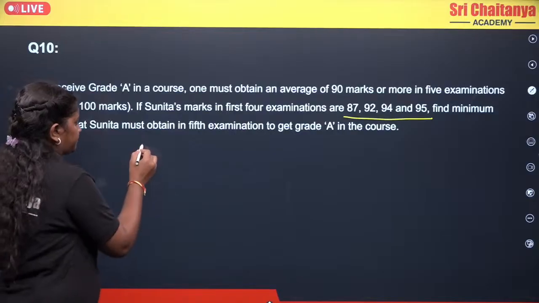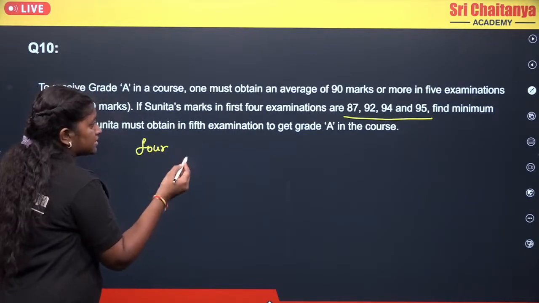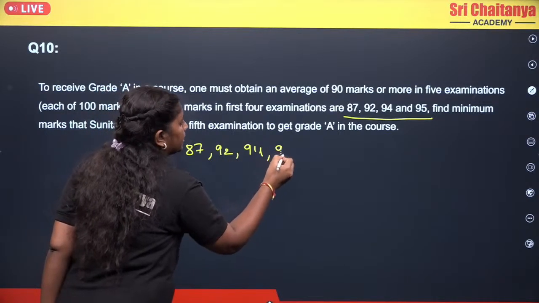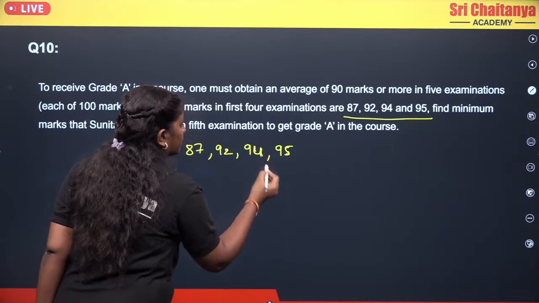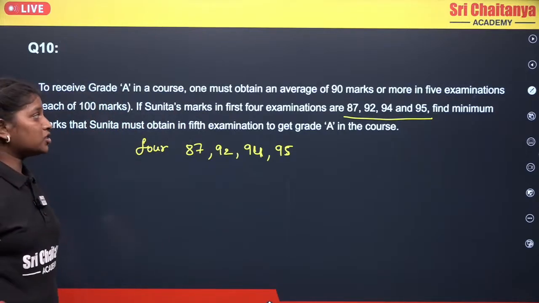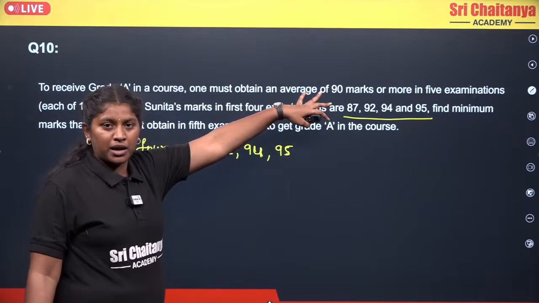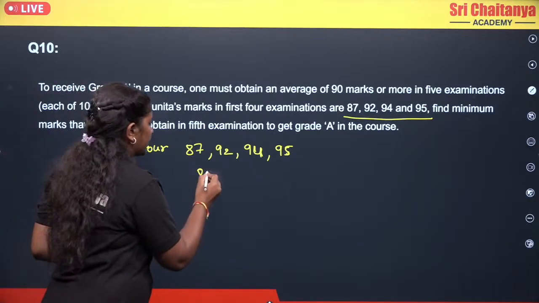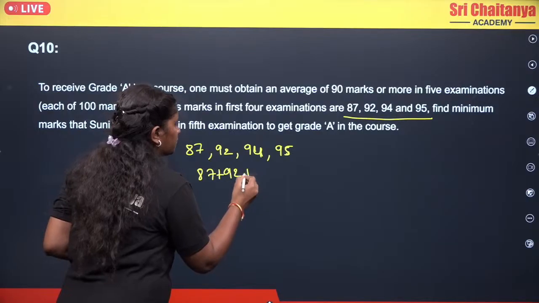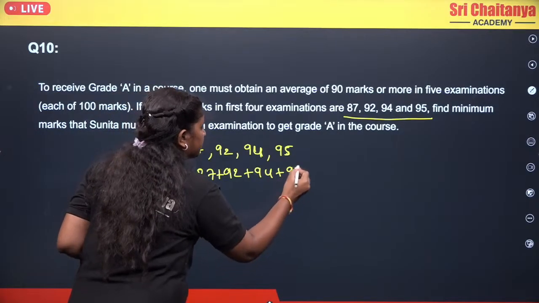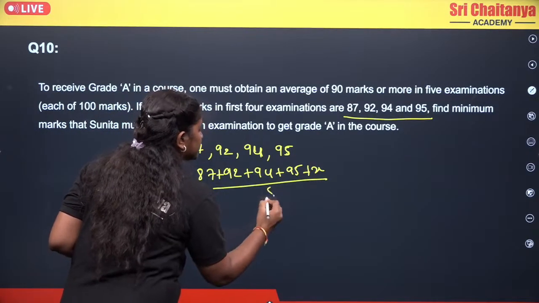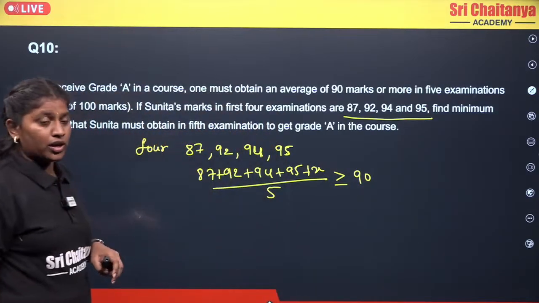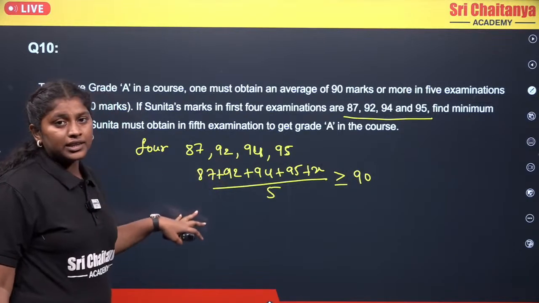If you take their 4 exam results: 87, 92, 94 and 95. Now they are asking that the average should be greater than or equal to 90 marks. I don't know the 5th one, so let's consider 87 plus 92 plus 94 plus 95 plus x, divided by 5, should be greater than or equal to 90. Okay. Now if you calculate, you will get x.